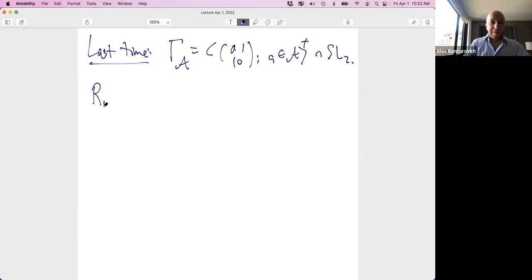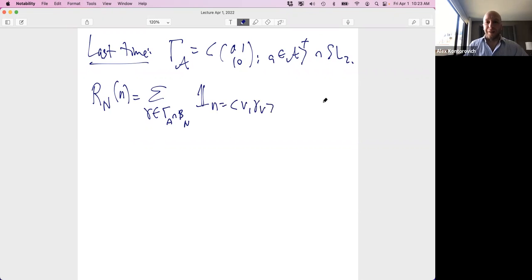We had this representation number, R_N of n, which was a sum over matrices in some L-infinity ball of size N. In other words, all the entries are of size at most N, and the (1,1) entry is the largest one. So that's cutting off like that. And then the indicator function of whether this integer n is equal to the (1,1) entry. The way to catch the (1,1) entry is to take the inner product with v equal to e1, which is (1,0), transposed, so it's a column vector instead of a row vector.